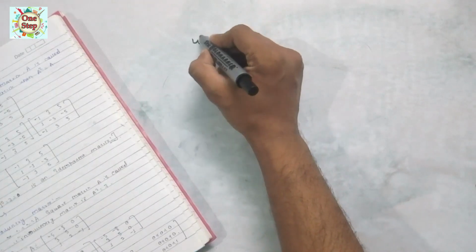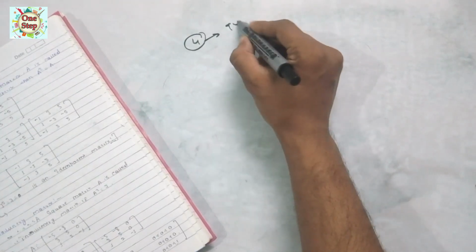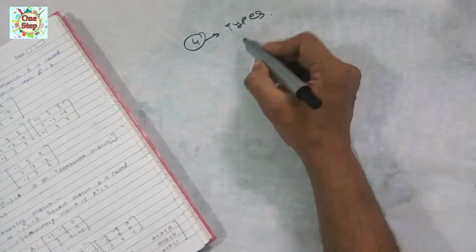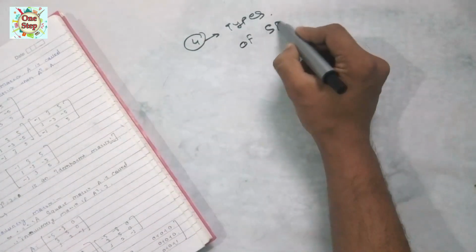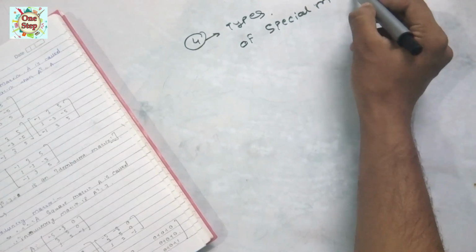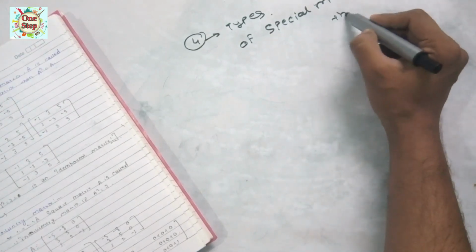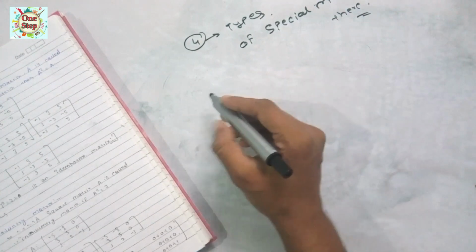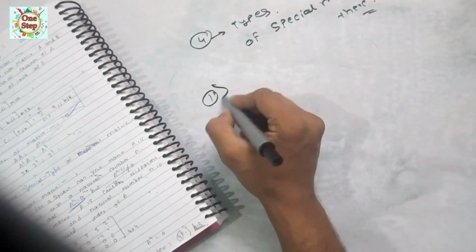So what is a nilpotent matrix? There are almost four types of special matrix. Now from the start, what is nilpotent?